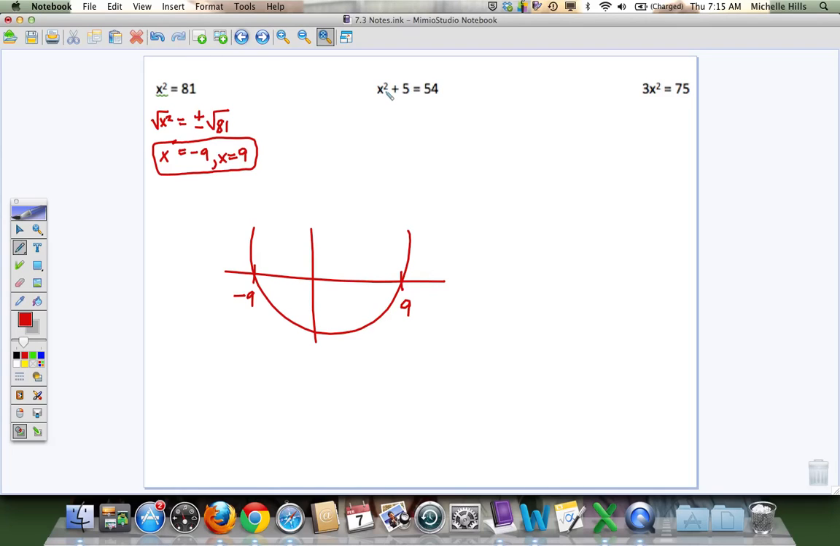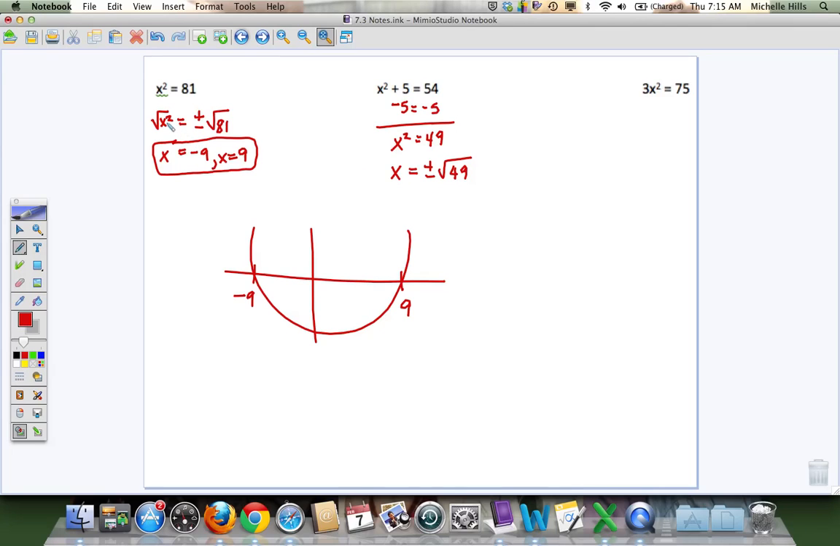I can't square root this side yet because it's got this plus 5 here. So the first thing I'm going to do is subtract 5 from both sides to get x squared equals 49. Now, I'm not going to show this square root sign on the left anymore. I'm just going to say the way that I undo this square is to square root, but I do need to show the positive and negative square root of 49 part on this side.